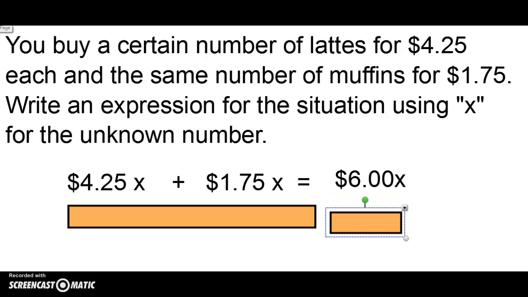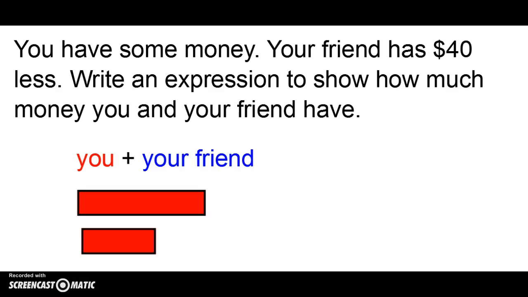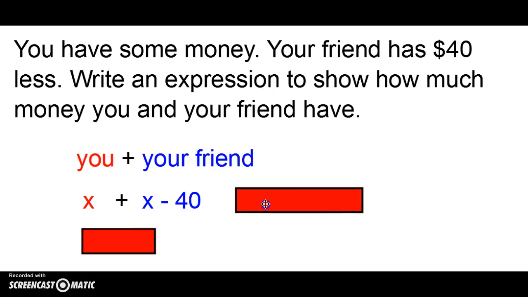Next example, you have some money. That tells me right away it's your variable. Your friend has $40 less. Write an expression to show how much money you and your friend have. So I tried to separate the first one here color-coded. So you obviously are x. You have some money. Your friend has less than you do, but you're still going to put the x because whatever you have minus 40 is what your friend has.